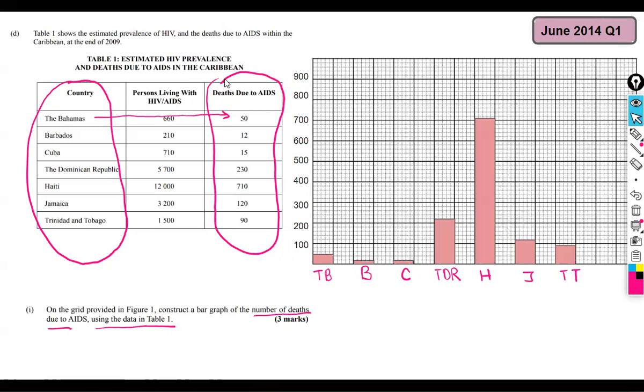Right. So you get 3 marks for drawing that chart. Between me and you, I think you deserve more than that, right? I think you deserve at least 5 marks for drawing that. All right, so let's move on to the other part of the question.